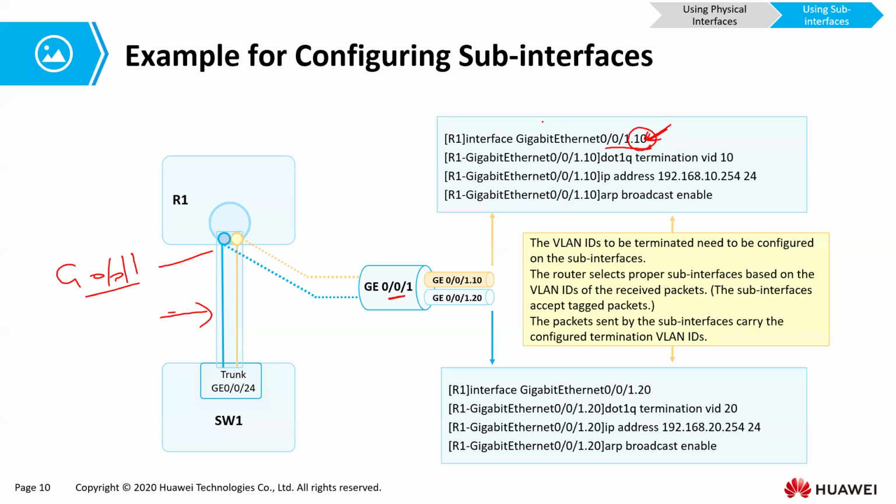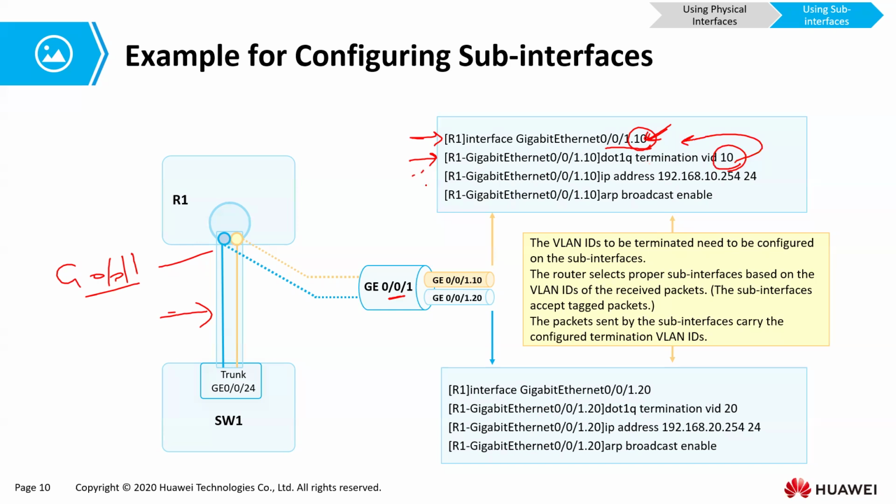So this is how you create a sub interface. Then on the sub interface you have a command: dot1q termination VID 10. That command associates the sub interface created with a VLAN. When I say VID 10, it means this sub interface is associated with VLAN 10. So traffic from VLAN 10 coming from our switch will arrive at this interface because I've associated it.